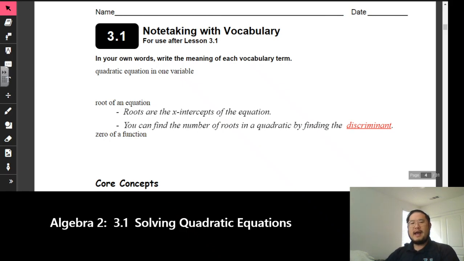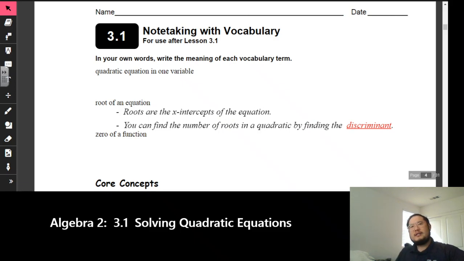Okay, let's take a look at section 3.1. We got a new chapter, but we're still doing a lot of the same stuff, looking at quadratic functions. So right here, 3.1 is about solving quadratic equations. A lot of this you have done in Algebra 1 when you've dealt with quadratics at that point. So let's take a look at a few things right here in our vocabulary section.